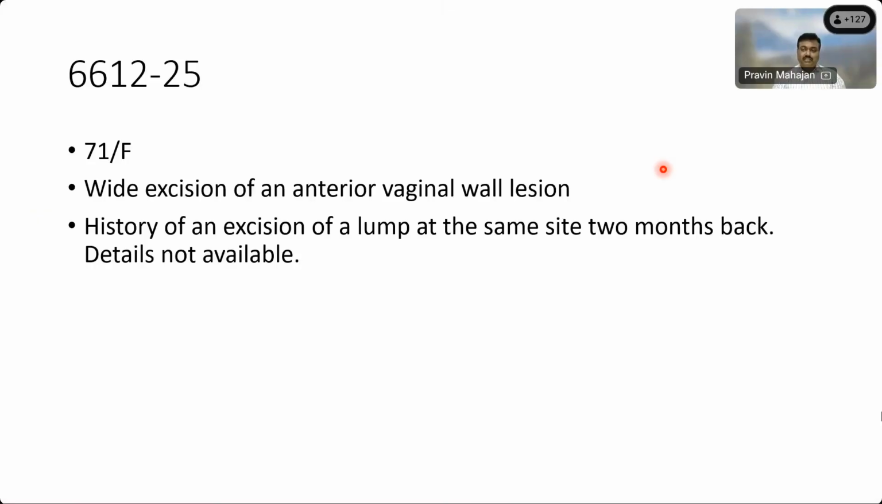You're right that you can think of composite sarcomas. Okay, quickly going on to this case.